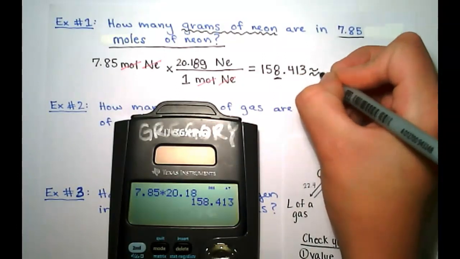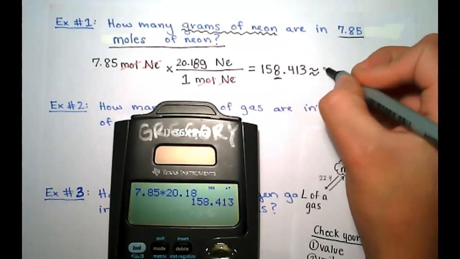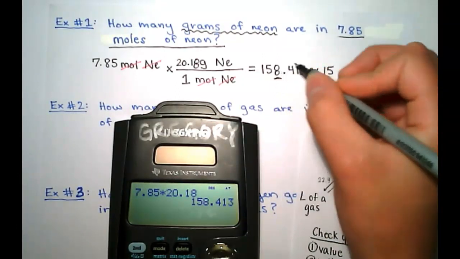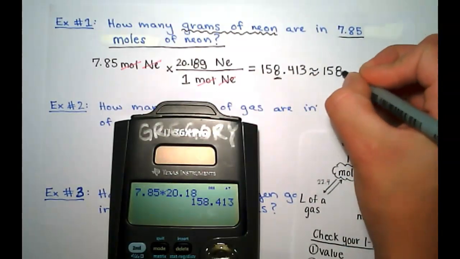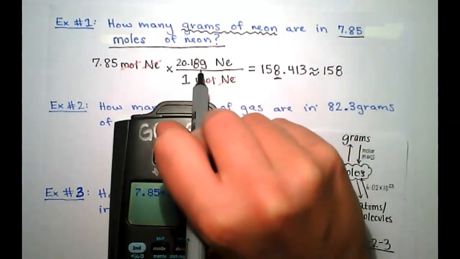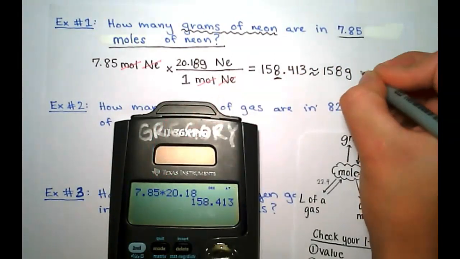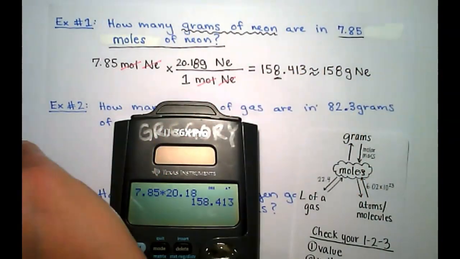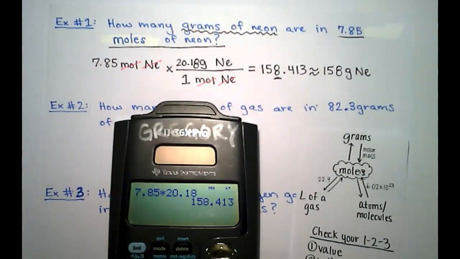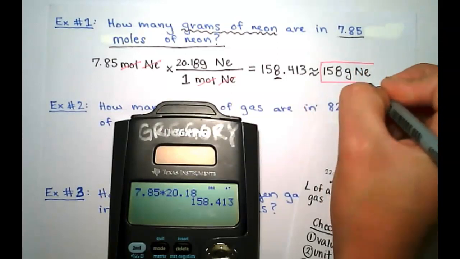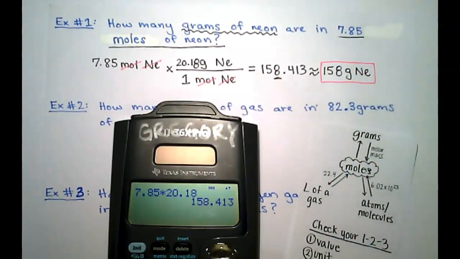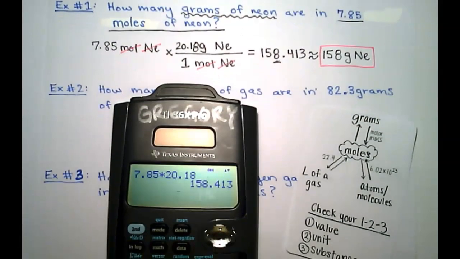So 158.4, so 158, this is my third sig fig, so I'm going to round to this place. So I'm going to put that it's approximately 158, and then of course I need to keep my units, so grams of neon. Now that I have my answer, I'm going to box it in so somebody looking can find it easily. 158 grams of neon. Moving on to the next one.